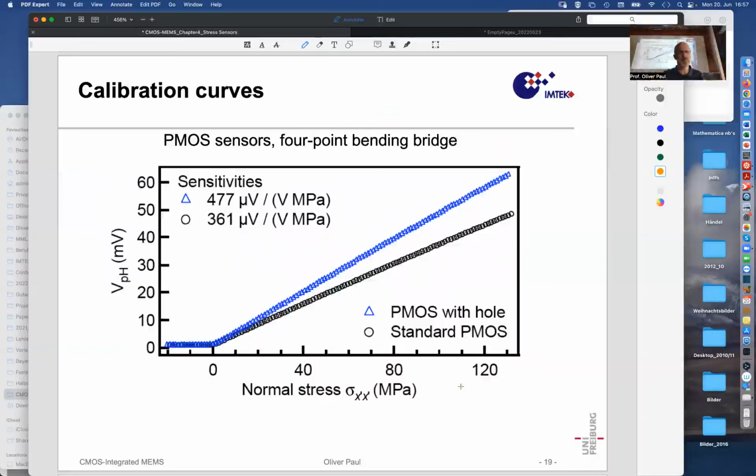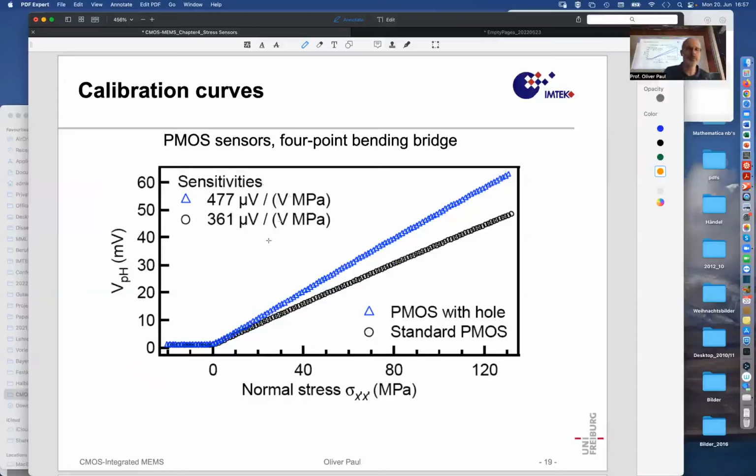And at some point, we have contact. Up to this point, the sensor is just stable. It experiences no mechanical constraint, so it has the same response. Let's call that 0, shift it to 0. And then at the point of contact, the slope changes because then the beam starts getting deformed. The higher the shift is, the higher the stress and the higher the output voltage of this 4-point sensor.